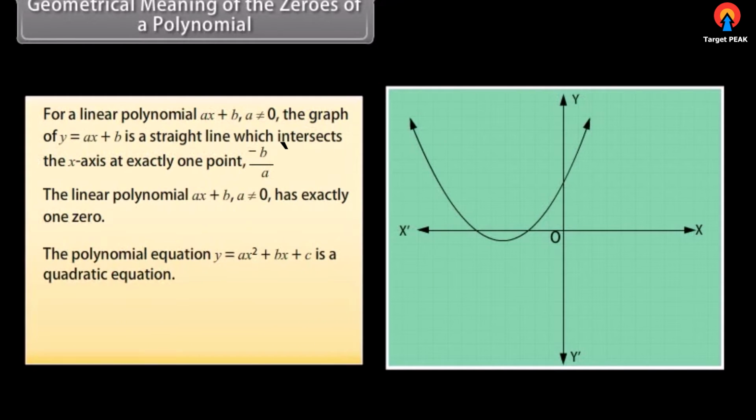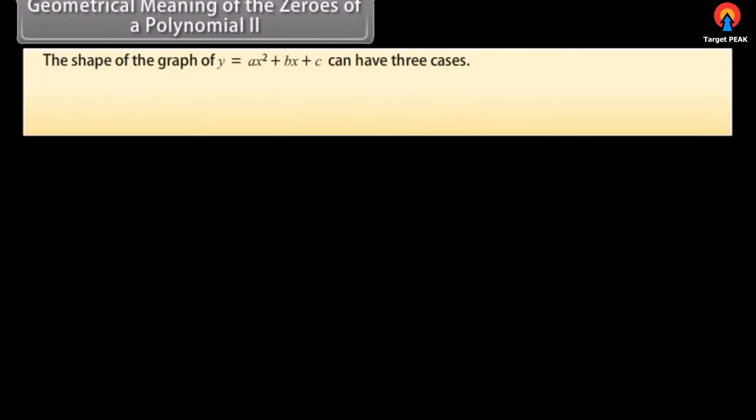The polynomial equation y is equal to ax square plus bx plus c is a quadratic equation. The graph of a quadratic equation is a parabolic curve. Geometrical meaning of the zeros of a polynomial 2. The shape of the graph of y is equal to ax square plus bx plus c can have 3 cases. Let's discuss them one by one.